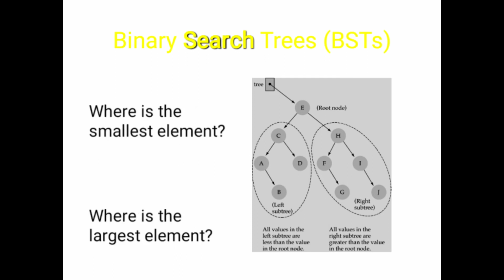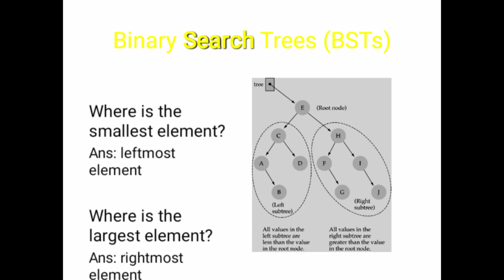Now I have to search in the binary search tree. I have to search the element in a binary search tree. So if I have to find the smallest element, where is the smallest element stored? The smallest element can be found in the leftmost part. Leftmost part is this, that is, it is found in the left subtree. And where is the largest element found? The largest element will be found in the rightmost part or right subtree.